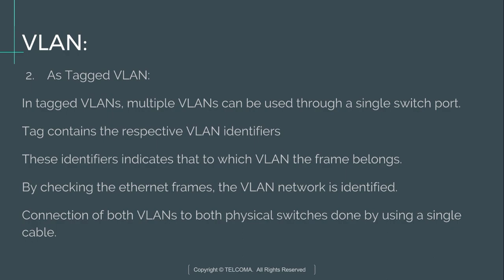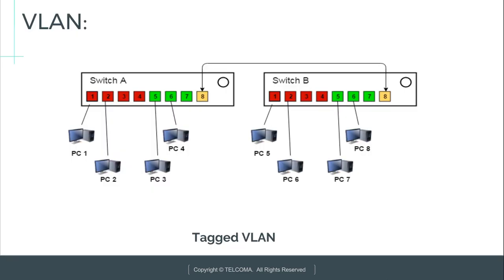So by checking the Ethernet frame, the VLAN network is identified, and the connection between various VLANs to both physical switches is done by using a single switch. Here we are using a single switch, at port 8, which acts as a port for both VLAN 1 and VLAN 2 devices. It stores the identifier for both VLANs, and here we connect switch A port 8 to switch B port 8, which acts as the tag-based VLAN. So this is the diagram which shows the tag-based VLAN communication.